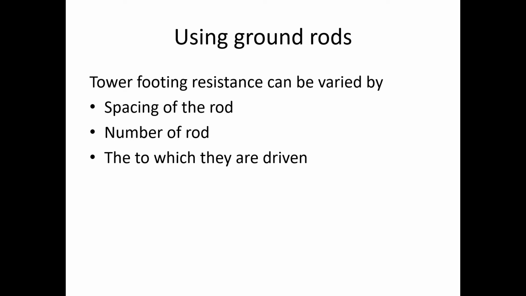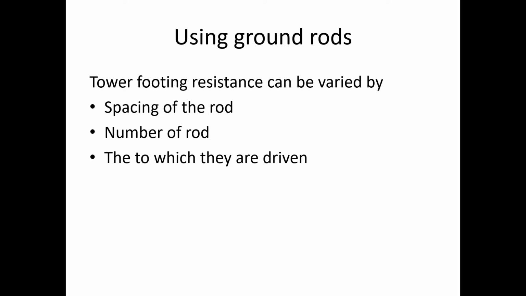So the tower footing resistance should be 20 ohm for an extra high voltage line, and it should be 10 ohm for a high voltage line. If it is beyond this prescribed level, it is impossible to ground the over voltage which occurred due to lightning or some other surges.